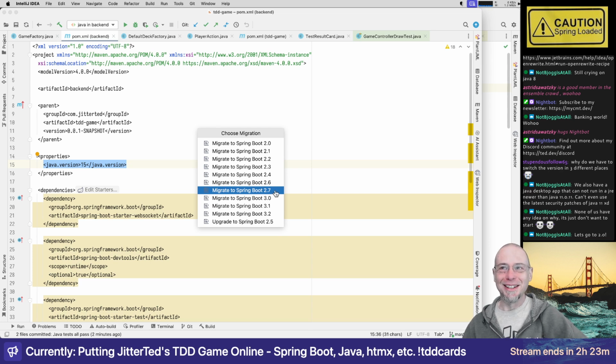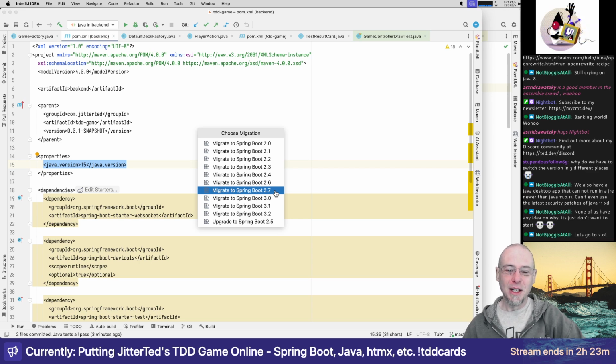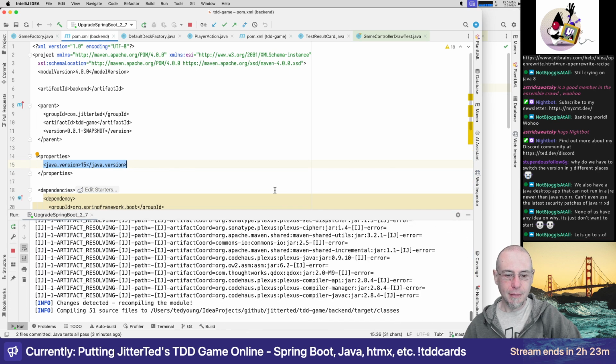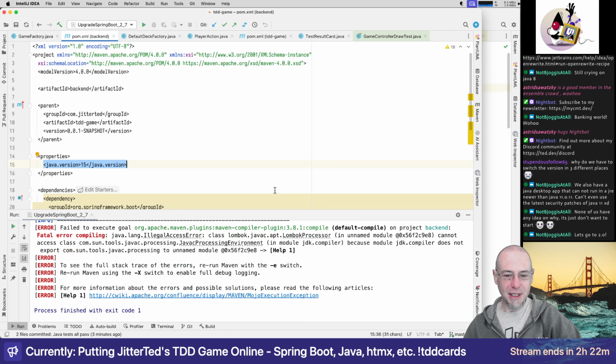I'm sure Deshaun Carter's ears are ringing because we're about to do an upgrade, and he's all about upgrading. So the first thing we'll do is migrate to 2.7, get everything to work, and then see how it goes from there. Whee! Oh dear.